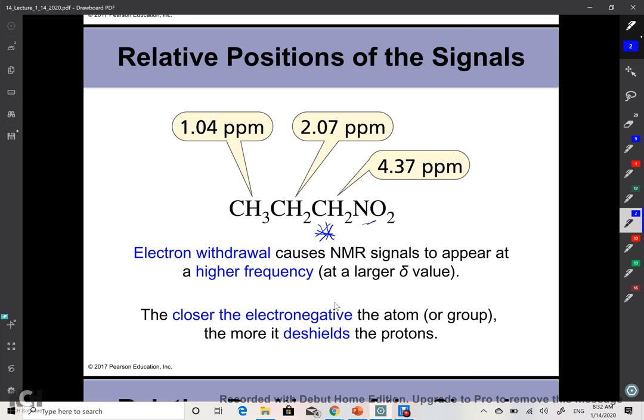And then the CH3 has a chemical shift of 1.04 because it is far away from the electron withdrawing group, so it is shielded. The further away you are from the electron withdrawing group, the more shielded you are. That's why this one will have a signal around 1.0. If we draw a hypothetical NMR spectrum for that molecule, you will have three signals: one around 1, one around 2, and one around 4. So you will see three distinct sets of signals.